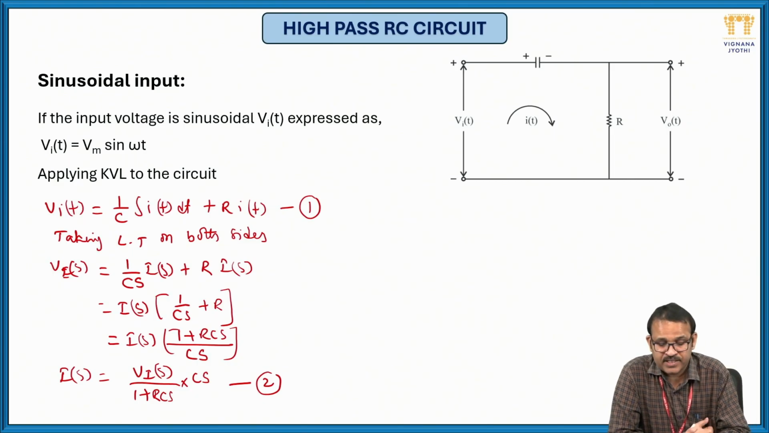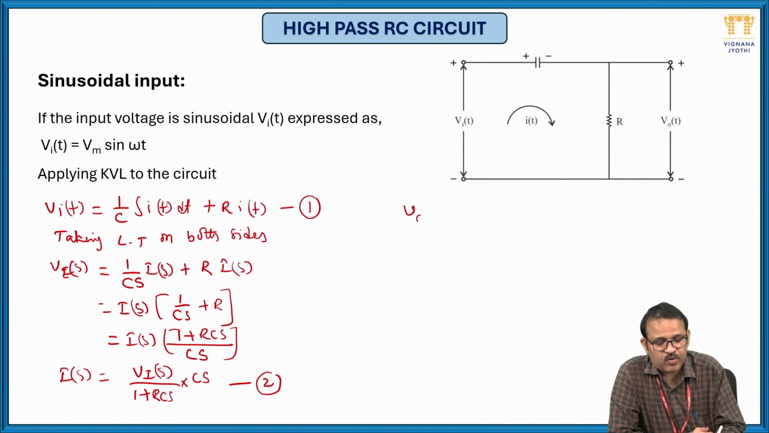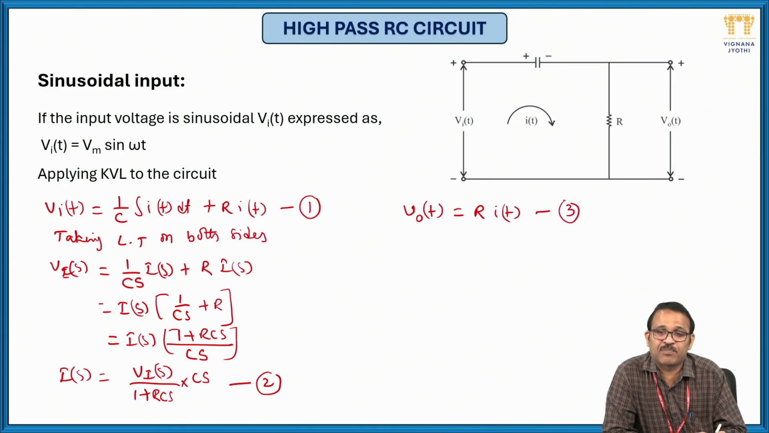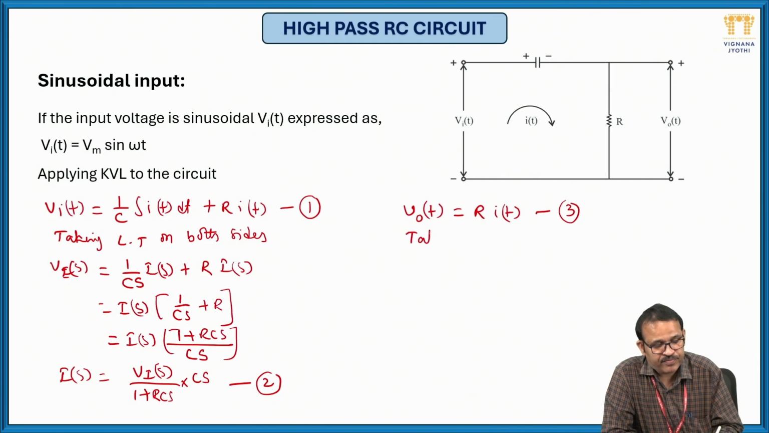Coming to the output side, the output is across the resistor. So here V0 of t is equal to the voltage across the resistor, R into I of t. So this is equation number 3. Again taking the Laplace transform on both sides, we get V0 of s is equal to R into I of s. So this is equation number 4.